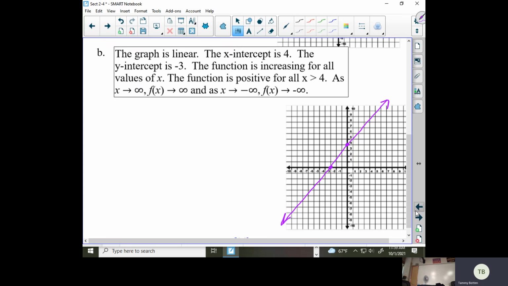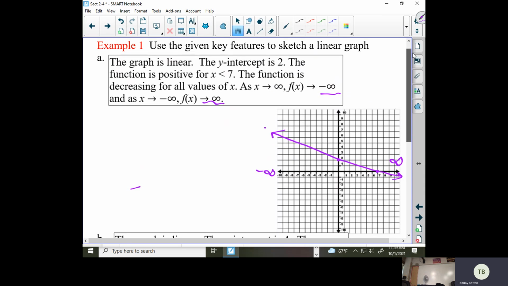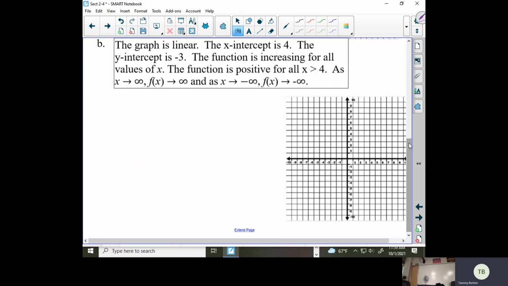So the x-intercept, I did this wrong. Did you guys notice that? Sorry. Did I do this one wrong too? Please tell me no. The y-intercept is 2. No, we're fine there.